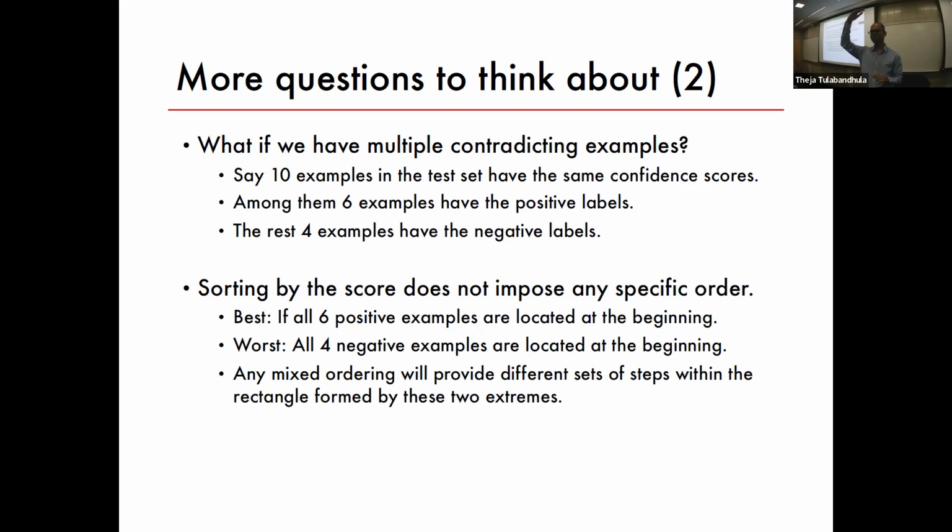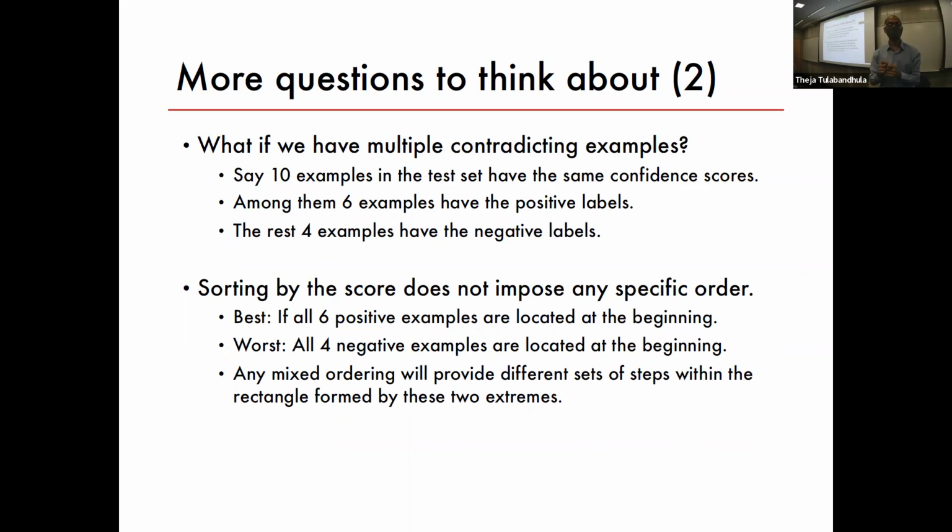Remember, the way we're constructing it is to go up to the example right before the sign change. If all 6 positives are at the top, and then the next 4 are at the bottom, then you'll go up to the 6th example, and then you'll stop there and compute the true positive rate and false positive rate. Whereas if the 4 negatives are at the top and then the 6 positives, then there will be a slightly different computation of true positive and false positive rates.